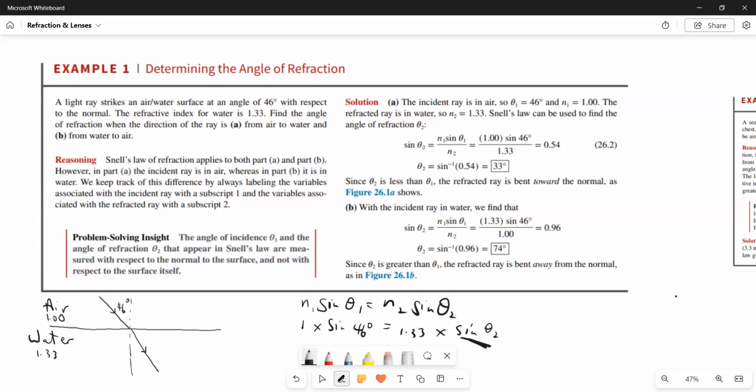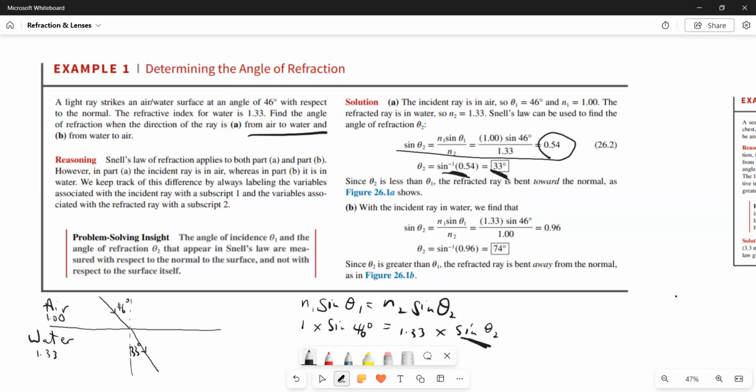So they rearranged this, and they found that sine theta 2 equals 0.54. You all are doing that fundamental maths course, so you should know that to get the angle, you take the sine inverse of 0.54, and you get 33 degrees. And that means that this angle here is 33 degrees, right? Simple as that. So that's that first part.